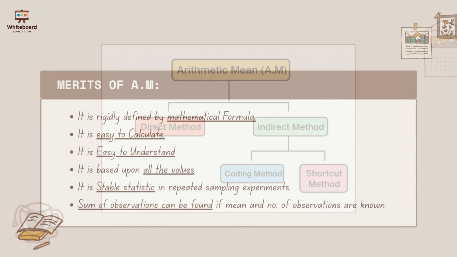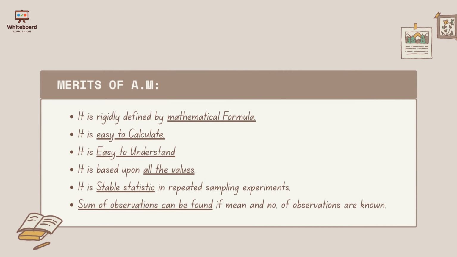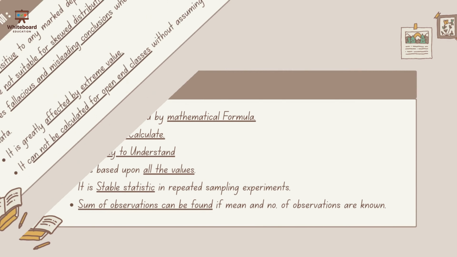Now let's go through the merits of the arithmetic mean. Merits are also called advantages. First, it is rigidly defined by a mathematical formula. Second, it is easy to calculate. Third, it is easy to understand. Fourth, it is based upon all the values. Number 5, it is a stable statistic in repeated sampling experiments. Number 6, the sum of observations can be found if the mean and the number of observations are known.